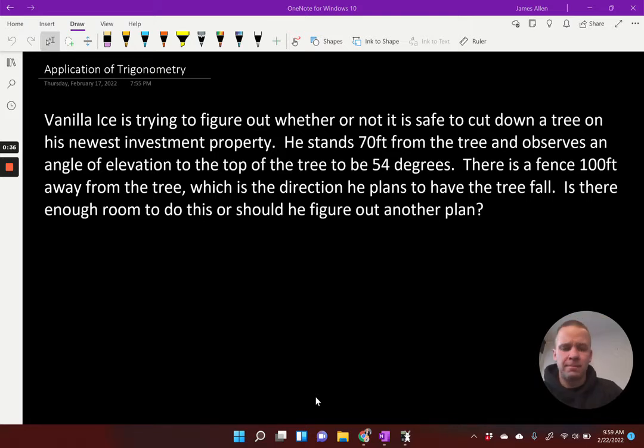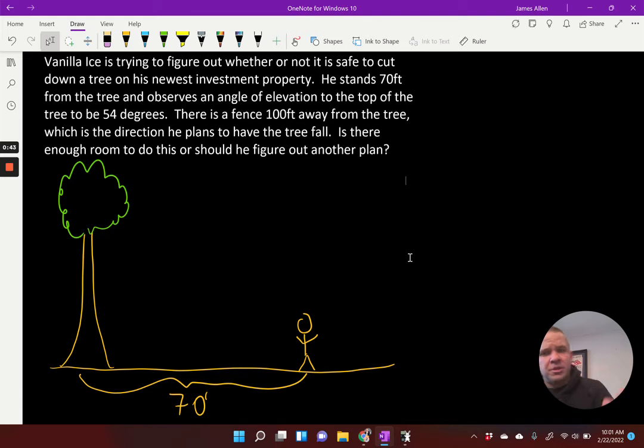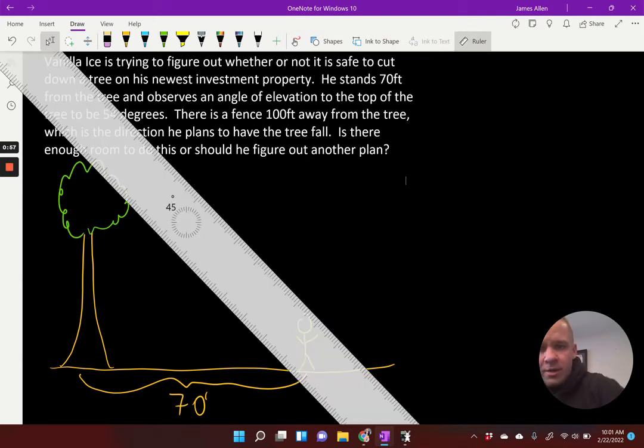All right. Perhaps we draw up this wonderful scenario here. I'm going to pause the video for that. All right, so we've got this lovely tree here. I didn't draw a palm tree. I decided to go with a regular old tree from around here. And then he's standing 70 feet away, and he observes an angle of elevation to the top of the tree to be 54 degrees. So let's go ahead and draw that in here.